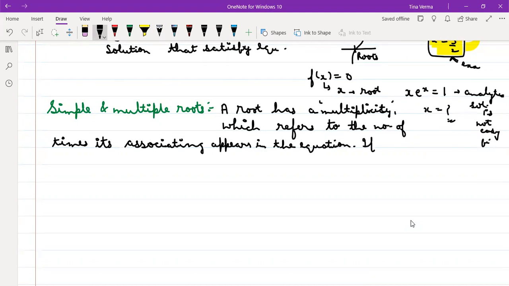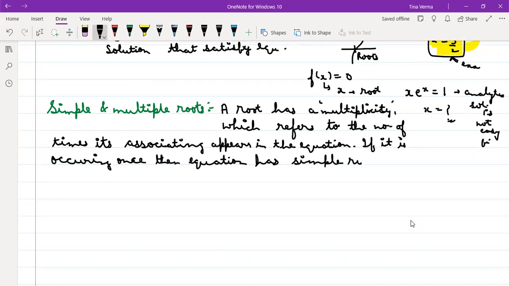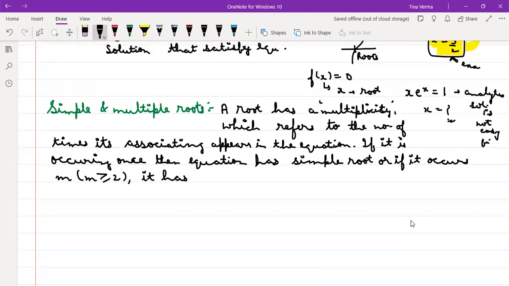If it is occurring once, then the equation has a simple root. Or if it occurs more than once, if it occurs m times, and we can say m is greater than or equal to 2, then it has multiple roots. That means the equation has multiple roots.